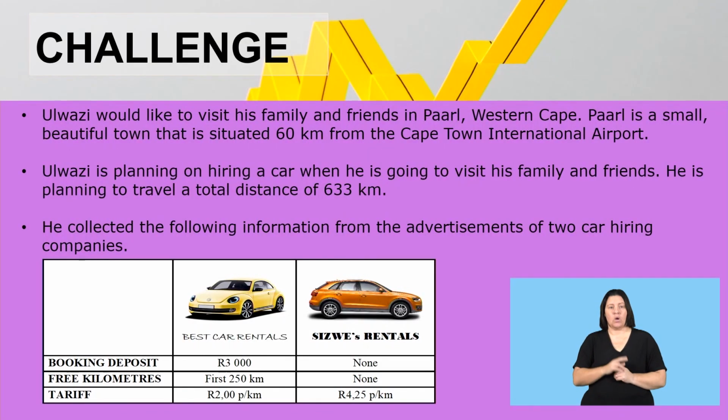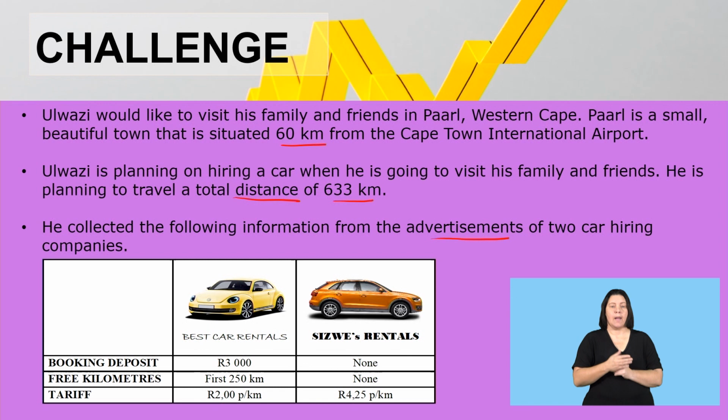Right, guys, before I end off this lesson, I want to leave you with a challenge for the week. I hope you are excited and I hope you are ready. Ulwazi would like to visit his family and friends in Paarl, Western Cape. Paarl is a small, beautiful town that is situated 60 kilometers from the Cape Town International Airport. Ulwazi is planning on hiring a car when he goes to visit his family and friends. He is planning on traveling a total distance of 633 kilometers. He collected the following information from the advertisements of 2 car hiring companies.